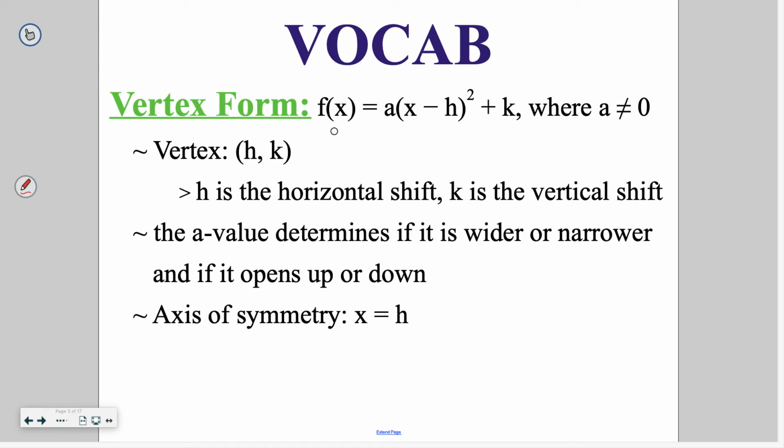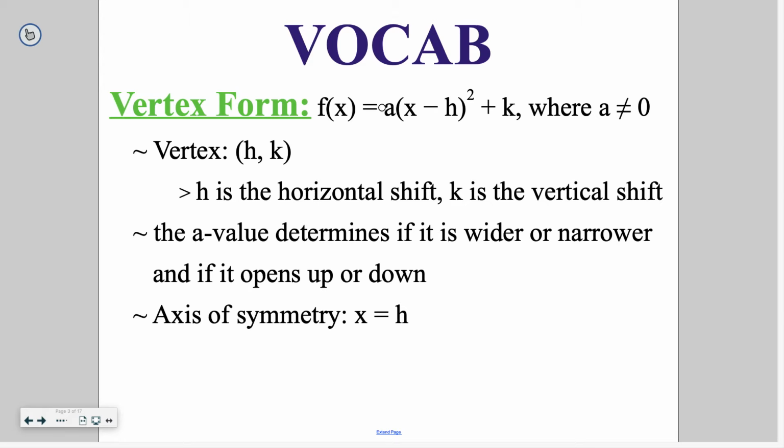The form says f of x is equal to a(x - h)^2 + k, where a is not equal to 0. So again, that a not equal to 0 means that we have that squared exponent so that we don't just have a straight line. The vertex is going to be (h, k). So this h number is our x value, that horizontal shift. So it tells us how the graph moves left and right. The k value is the vertical shift. That tells us how the graph moves up and down. That's our y-coordinate of the vertex.